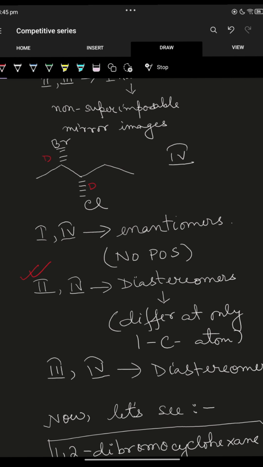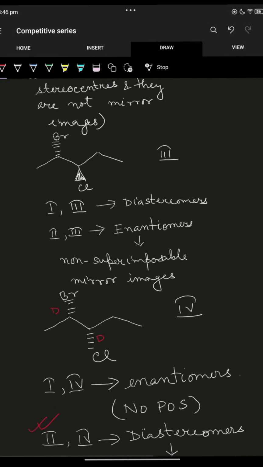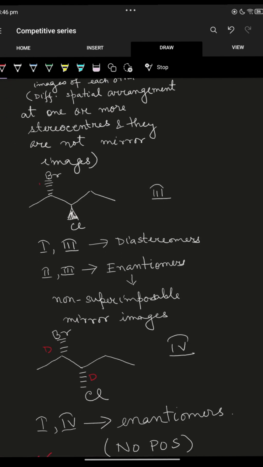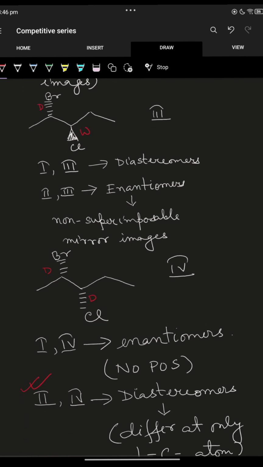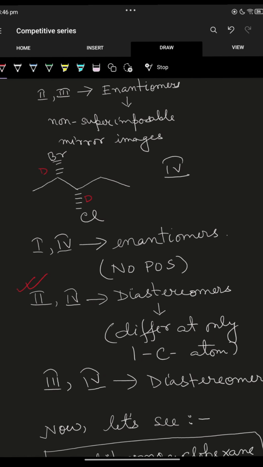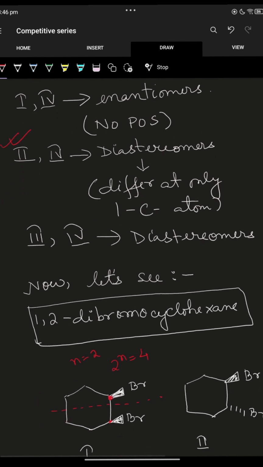3 and 4: what is happening? Let us see. In 4, there are two dashes. In 3, this bond is a dash and this bond is a wedge. So again, 3 and 4, what is the relation? One change, so it's a diastereomer. Keep in mind this trick: when the structures have a change in one center, that is a diastereomer. If both the chiral centers change in configuration, that will give rise to enantiomers.